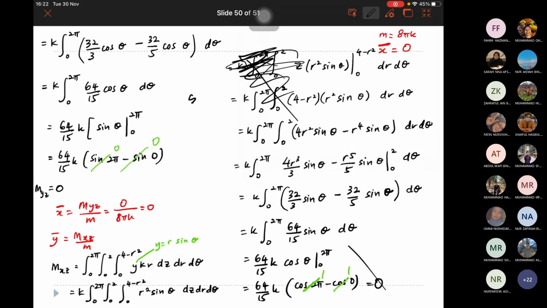So dapat 0. Masukkan dekat dalam this one. Okay. So y bar akan sama dengan 0 per 8 pi k, sama dengan 0. So kita dapat x bar sama dengan 0. Y bar pun sama dengan 0. Cari z bar pula.